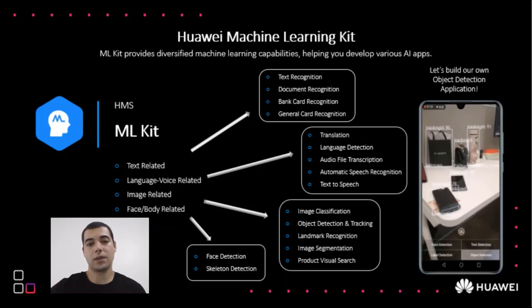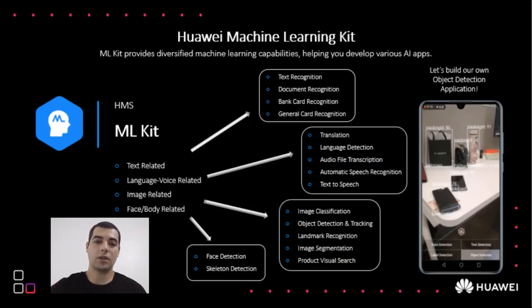With ML Kit, you can recognize text in images and documents, and recognize bank cards and other cards. You can detect speech automatically, detect its language, translate it, and convert it to speech again. You can also convert an audio file into a text file. You can classify elements in an image, detect and track objects, recognize landmarks, search for products in an image, and recognize faces and skeletons. In short, ML Kit empowers your apps with the power of AI. You can get more information on developer.huawei.com.